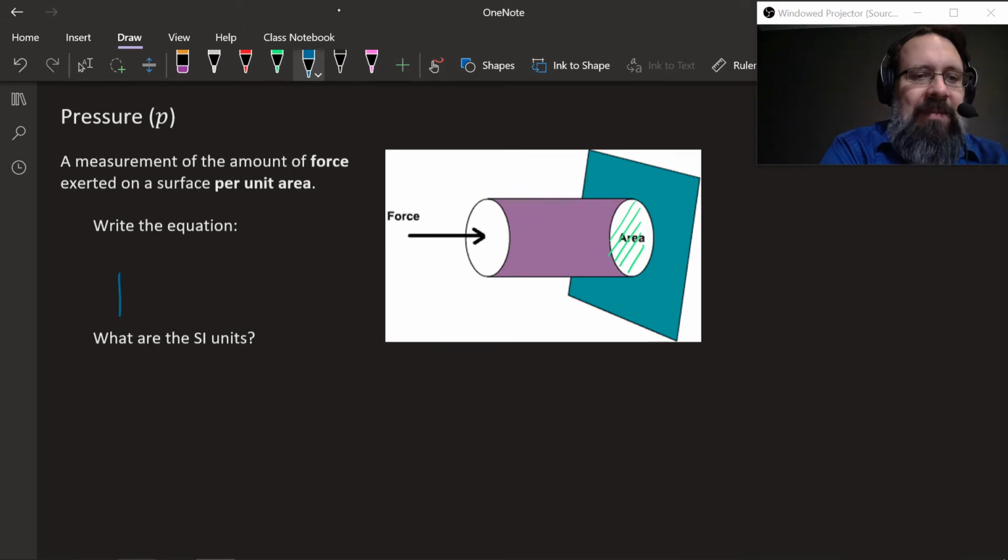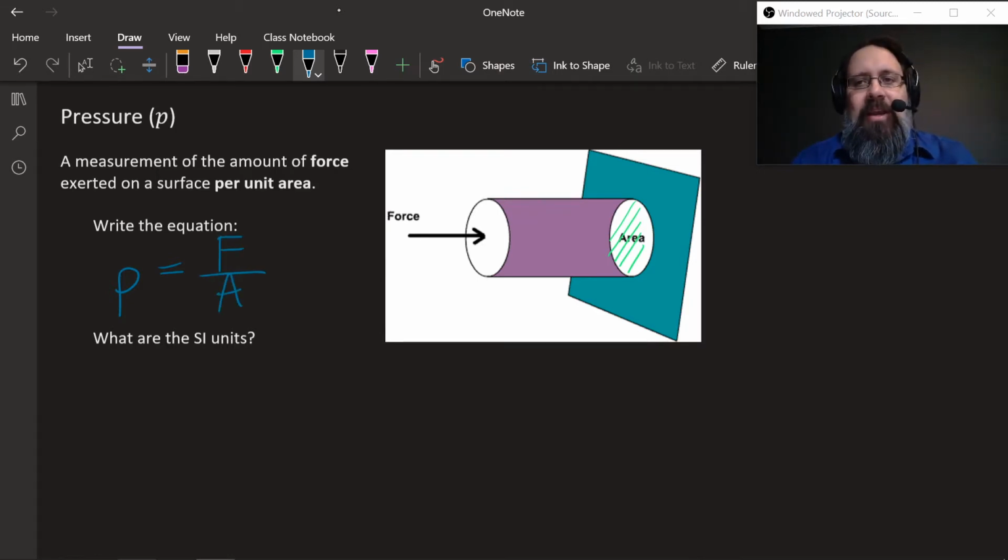I always mix it up. In IB physics, it's lowercase p, but in most places we use capital P. So lowercase p pressure is equal to the force divided by the area. And the area can be in any unit. Whatever unit for area you use ends up determining what the unit of pressure is going to be. Also, the unit you use for force. I'll talk about that in a second.